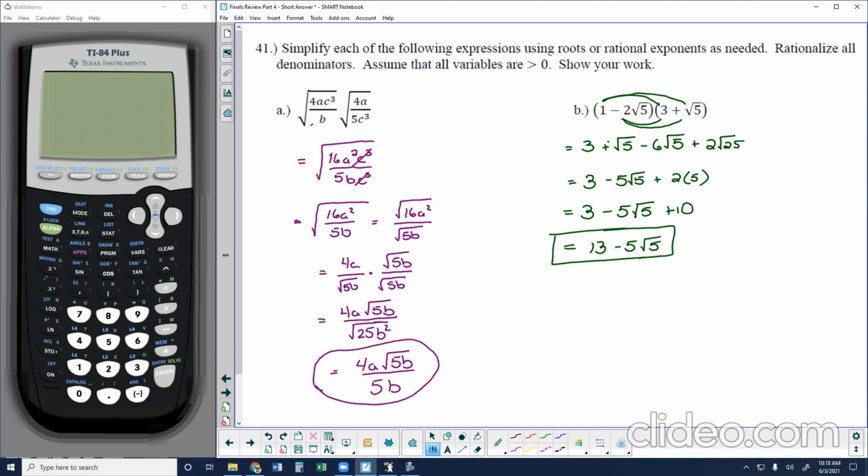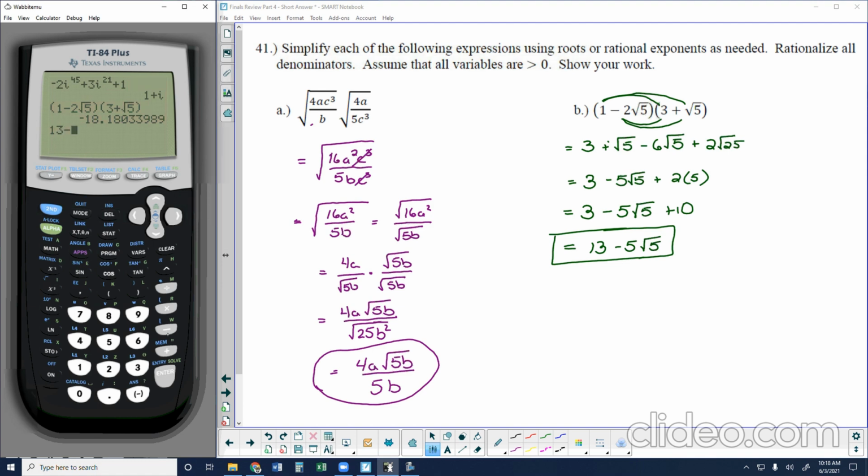Now we can't do this exactly in the calculator, but we can check the answer in the calculator. So if I type this expression into the calculator, 1 minus 2 roots of 5 times 3 plus root 5, it's going to give me a rounded answer, and that rounded answer is approximately negative 18.18.